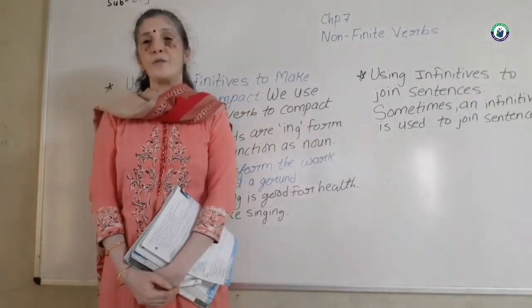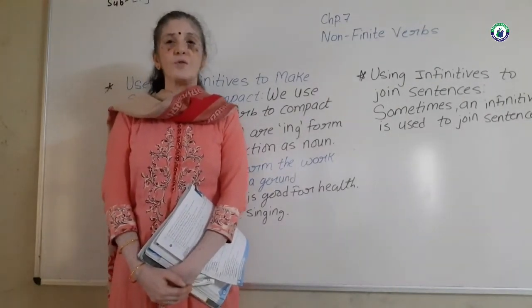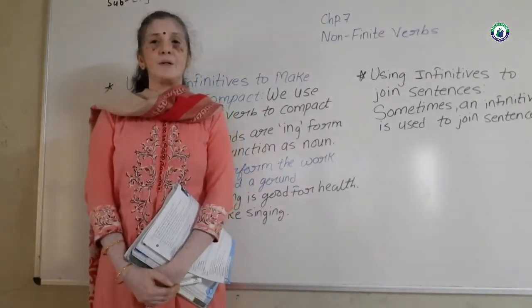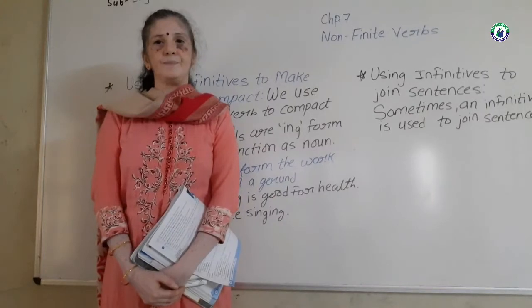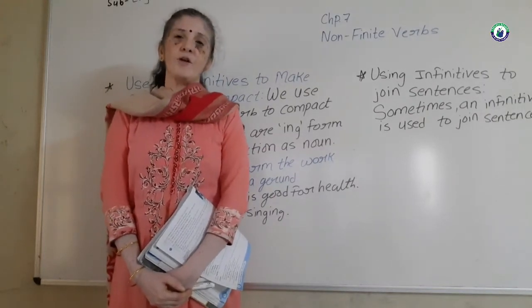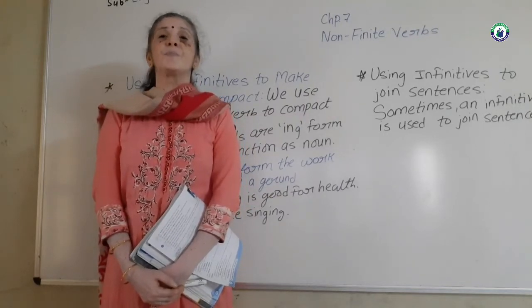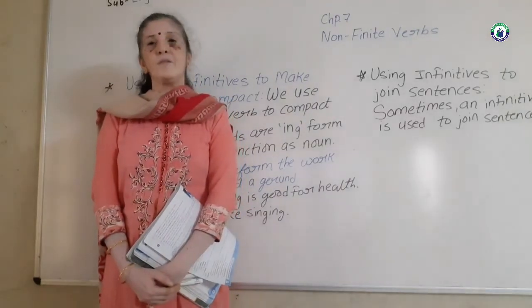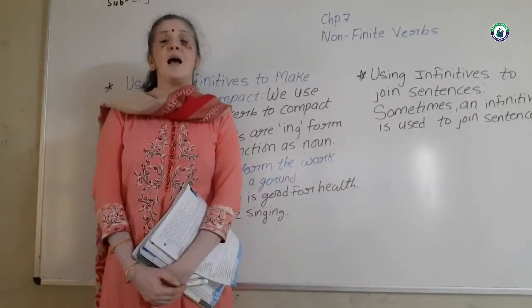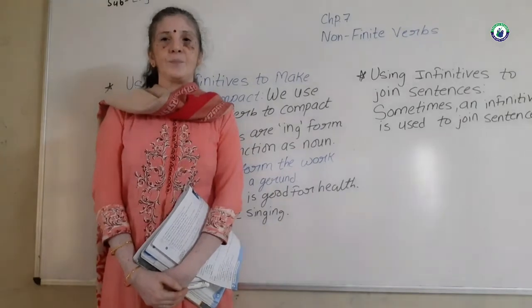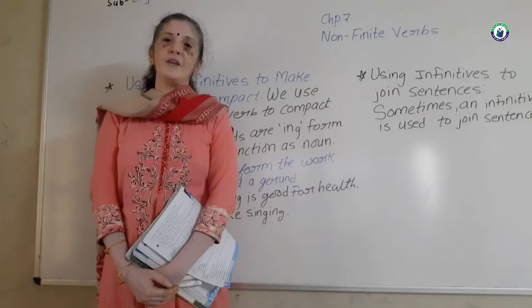Now what is a non-finite verb? See, non-finite verbs mean the verbs which are not written as per the tense, as per the number and as per the person. And there are 3 types of non-finite verbs, that is infinitive, gerund and participle. We have done infinitive, means we add to with the verb. For example, I like to eat ice cream. Neha likes to play cricket. So with the verb we add to.